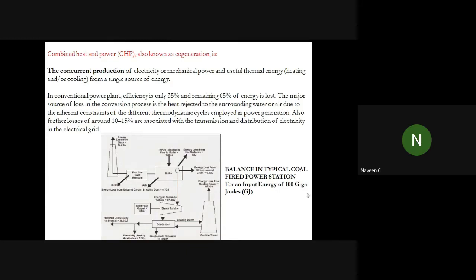So where are you losing maximum energy? You can see here the energy loss from the cooling tower is 48.3 gigawatt. You can see there is the same symbol here, right? Many are getting confused here. This is your stack or chimney.